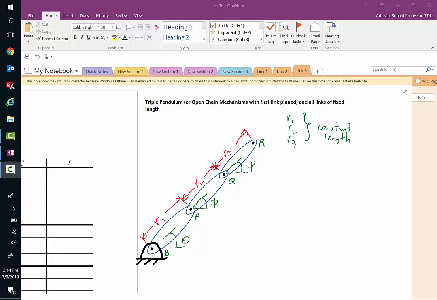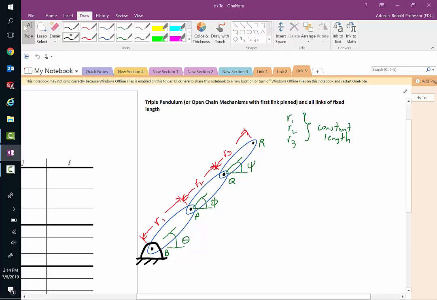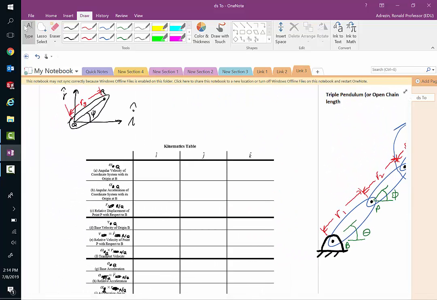Now we're ready for the third link using the inertial frame, again, simply the IJK. So we're looking to pull it up here, we're looking to explore this link here. So again, we're going to use the kinematics table.